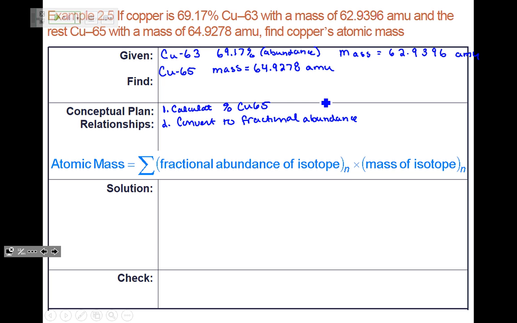I'm going to calculate the percent of copper 65 first. Technically, you could convert it to a fraction, and then that'll be a fraction of 1. But I'm going to do the percent first. So we know copper 63 is 69.17%. To figure out copper 65, we know our whole is 100. So we can subtract 69.17% from 100, and that'll give us our percent of copper 65.